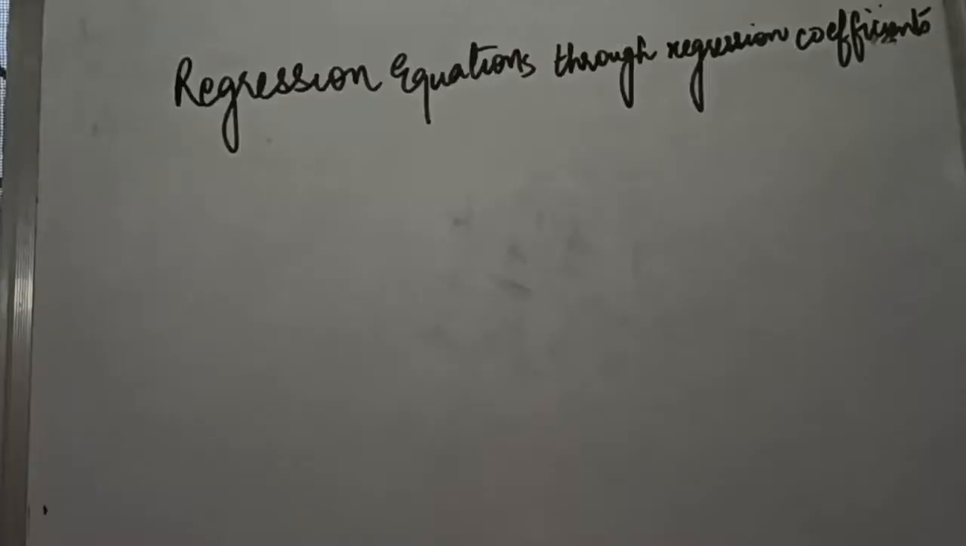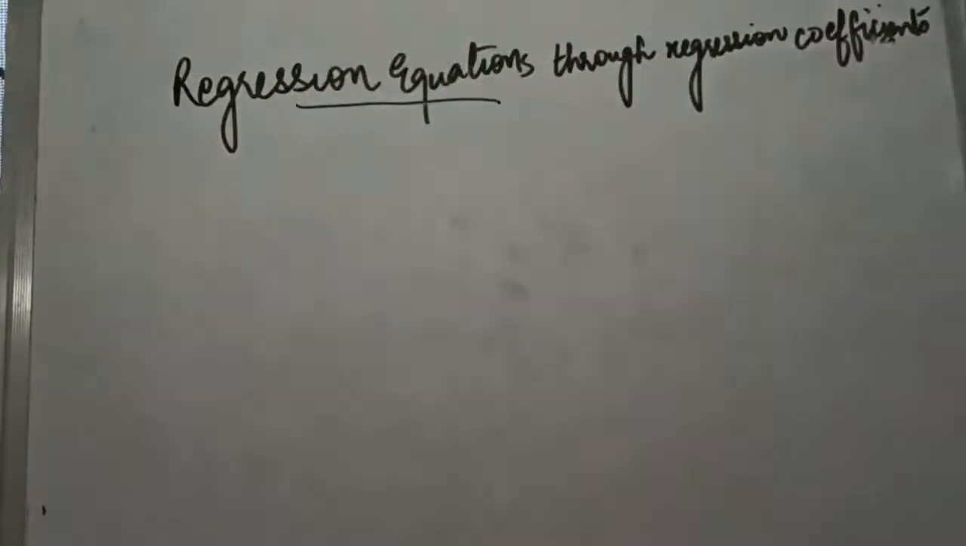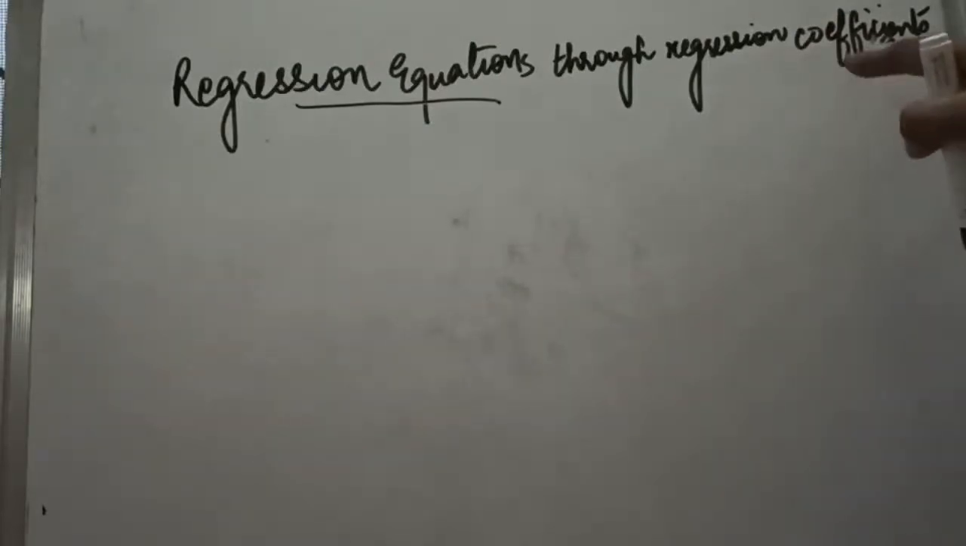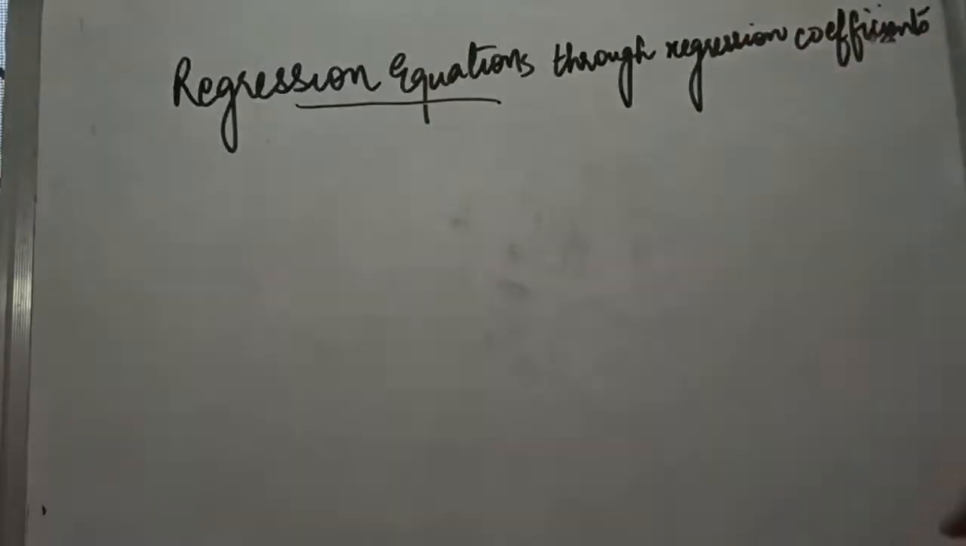Now our second method states the calculation of the same regression equations only. We will find out x on y and y on x, but here we will not make use of any equations. We will make use of regression coefficients, and in the majority of the questions you will be applying this method only, because this is comparatively easier.